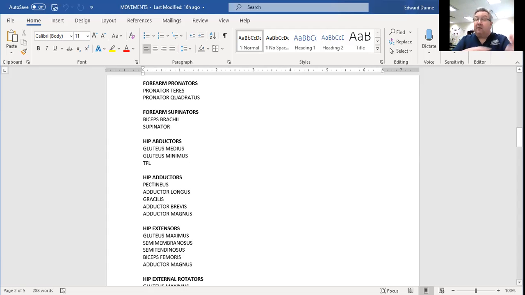The other muscle, so that's a proximal muscle. The other muscle that pronates is the Pronator Quadratus. Pronator Quadratus is more distal. All right, its origin is on the ulna, and it goes over and it inserts on the radius. It's a square-looking muscle, hence the name quadratus. Okay, Pronator Quadratus.